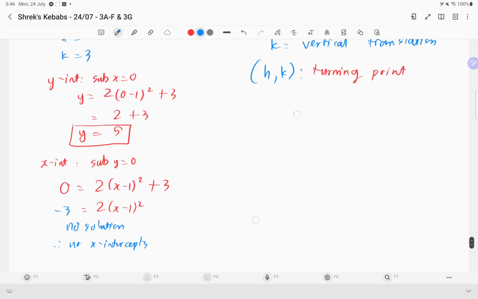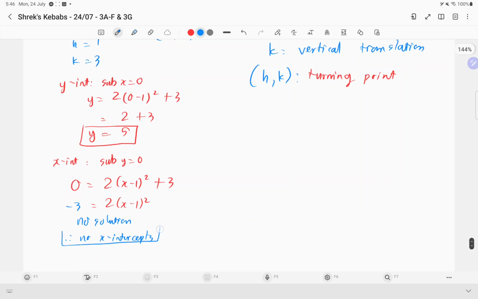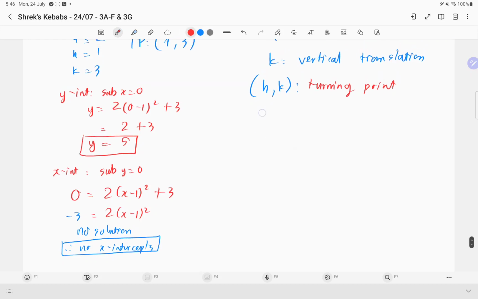Okay, all right. So based on all this information, the moment it becomes a negative on that side, then there's no x-intercept. Because when you square a number, you always get positive. You can't get a negative. Which means we can sketch it right now.